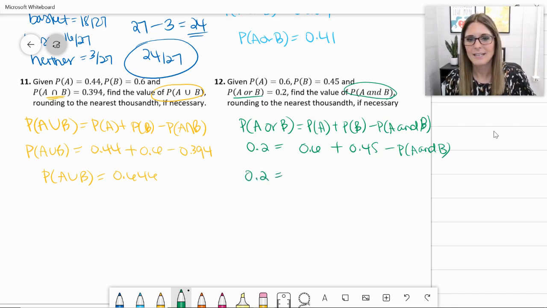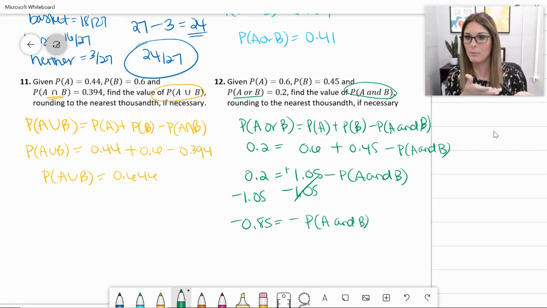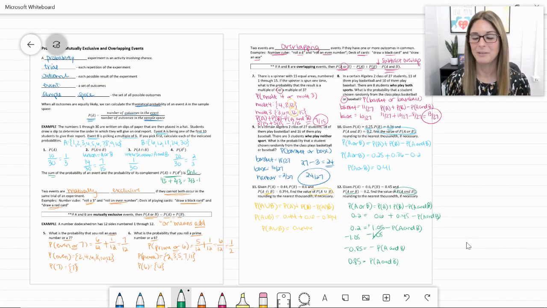So we're just going to have to kick it in gear and do some equation solving. So we have 0.2 equals 1.05 minus the probability of A and B. I'm going to solve for the probability of A and B just like an equation. I'm going to subtract this 1.05 from both sides. Gives me negative 85 hundredths is equal to negative probability of A and B. Now we've got negatives in front of both of those, so I could divide both sides by -1, but we will get a positive 85 hundredths is equal to the probability of A and B. Final answer.